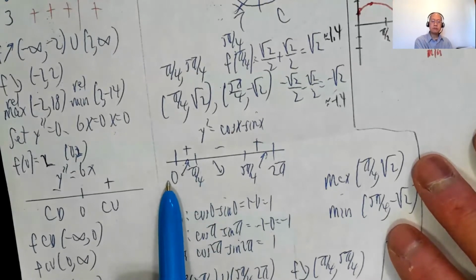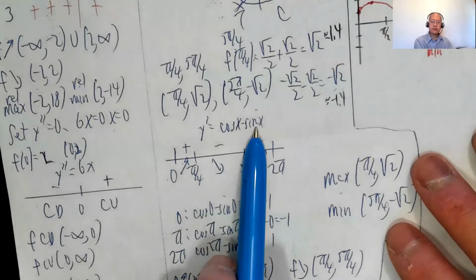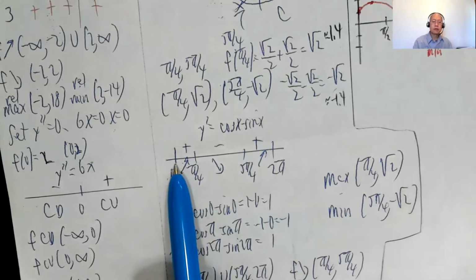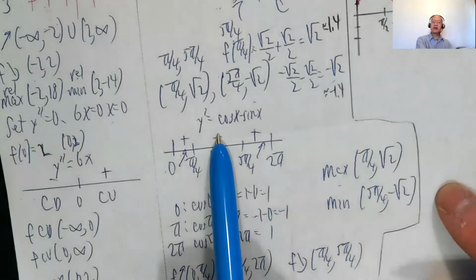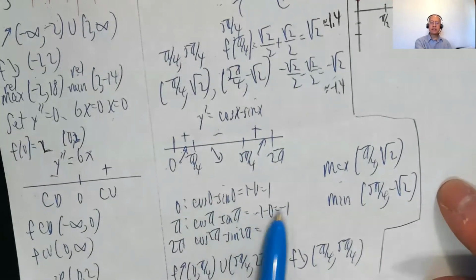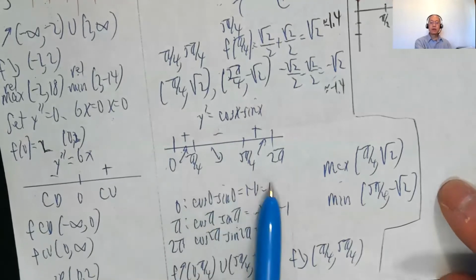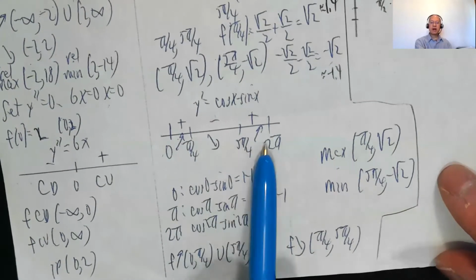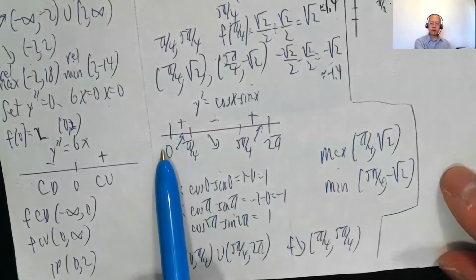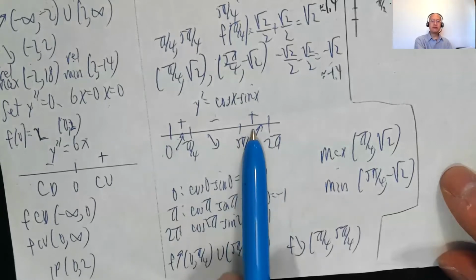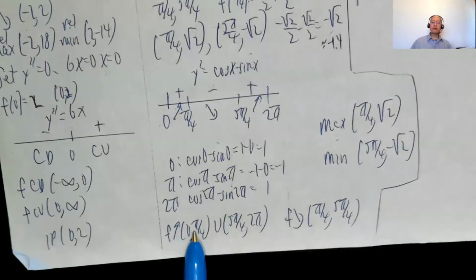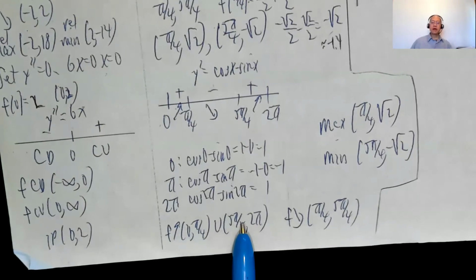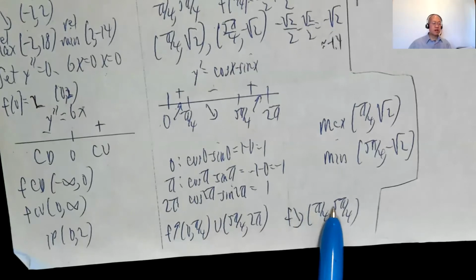So I plug in 0. Cosine of 0 is 1, sine of 0 is 0, positive. Between pi over 4 and 5 pi over 4, I plug in pi. Cosine of pi is -1, sine of pi is 0. That's -1, so negative. And then after 5 pi over 4, how about 2 pi? Well, you already know it's the same answer as if I plug in 0, so it's also going to be 1, positive. So increasing, decreasing, increasing. So f is increasing from 0 to pi over 4, union 5 pi over 4 to 2 pi. f is decreasing from pi over 4 to 5 pi over 4.